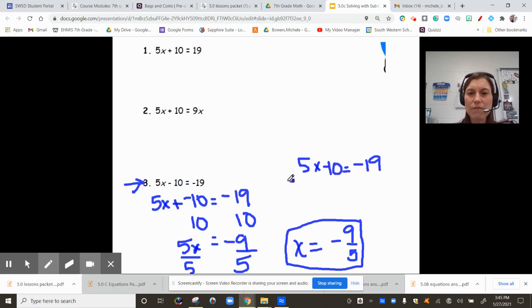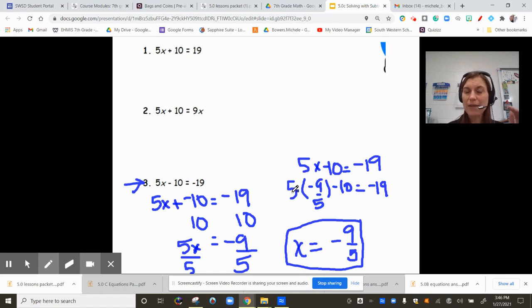I'm going to substitute this in: 5 times, and what goes inside here? What am I using for x? Negative 9 over 5, minus 10. Does that equal negative 19? Well, if you type this in a calculator, 5 times negative 9/5, enter, and then subtract 10, it's going to work.